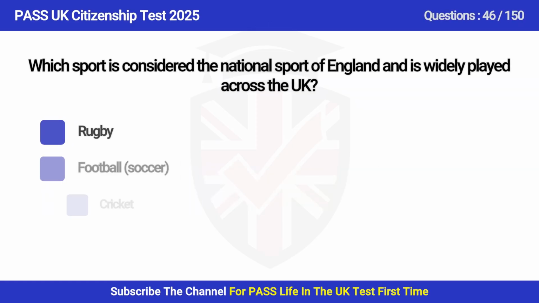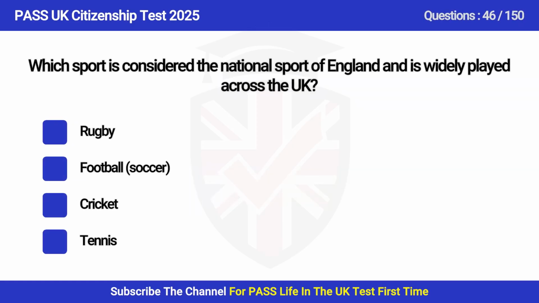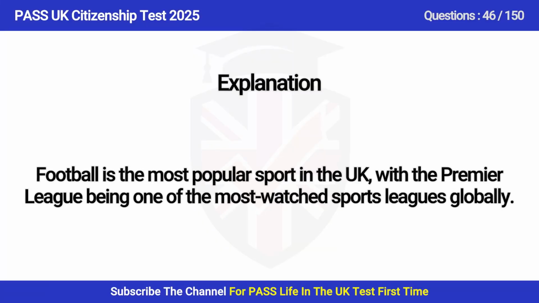Question 46. Which sport is considered the national sport of England and is widely played across the UK? A. Rugby, B. Football, soccer, C. Cricket, D. Tennis? Answer is B. Football, soccer. Football is the most popular sport in the UK, with the Premier League being one of the most-watched sports leagues globally.